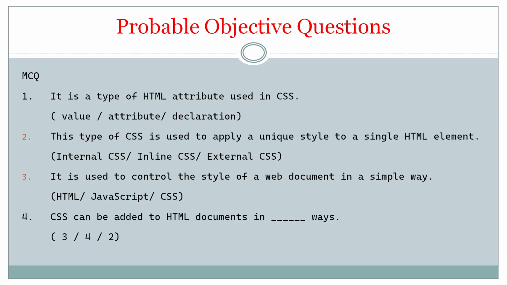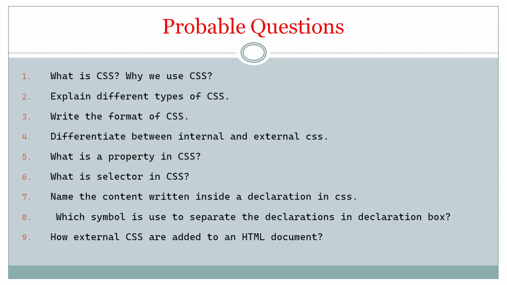Number 2, the type of CSS used to apply unique style to a single HTML element. It will be inline CSS. It is used to control the style of a web page: definitely CSS. CSS can be added in an HTML document in 3 ways. Some more questions. What is CSS? Why do we use CSS? Explain different types of CSS. Write the format of CSS.